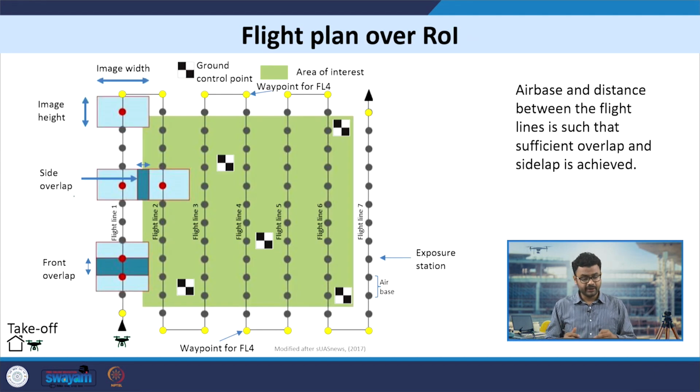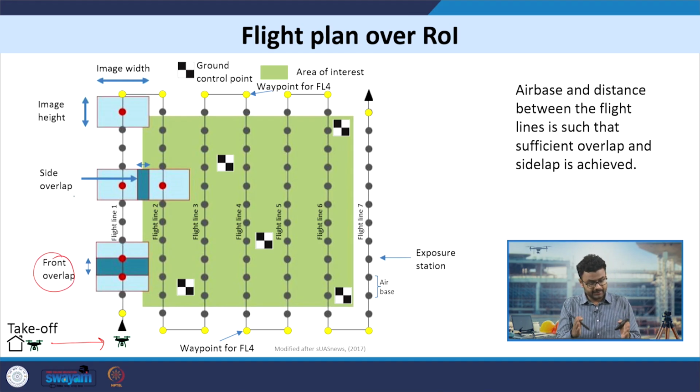So finally, we have this flight plan over our region of interest. You can see we have the takeoff point, and this is where the drone goes. Then we have a lot of waypoints shown in yellow color. Then the drone follows the flight line between the waypoints. There are also exposure stations on the flight lines, and these exposure stations have been arranged in such a way that they enable the front overlap.